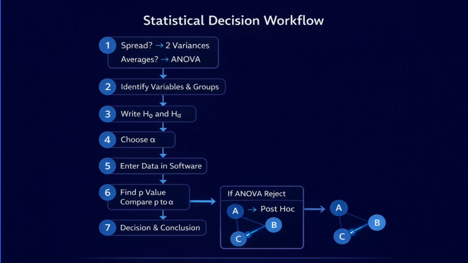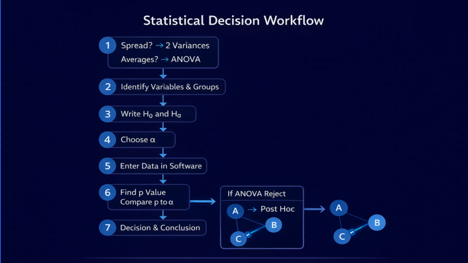To complete homework problems for these topics, follow a consistent structure. First, decide whether the question is about spread or about averages. If it is spread and there are two independent groups, set up a two-variance test. If it is averages and there are three or more groups, set up one-way ANOVA. Second, identify the variables and groups. Third, write the null and alternative hypotheses in terms of population variances or population means.